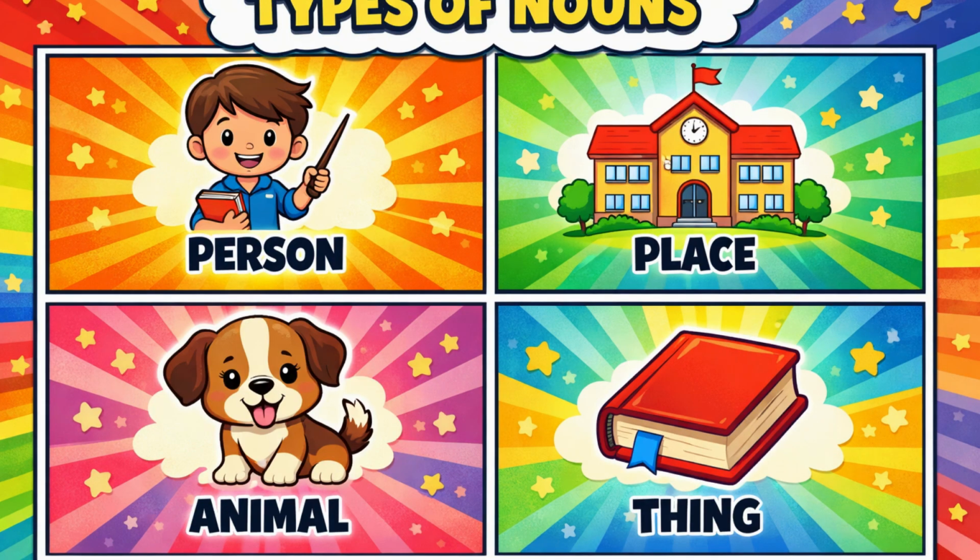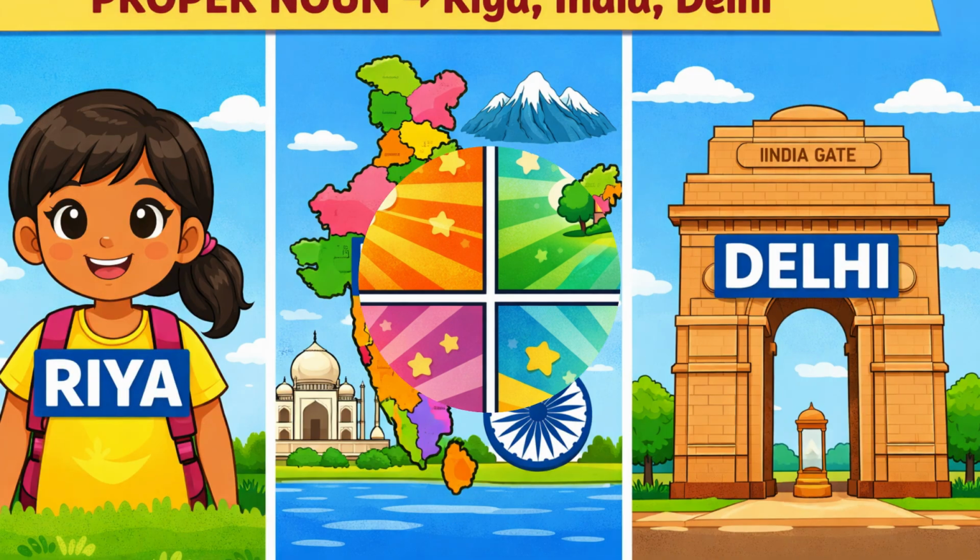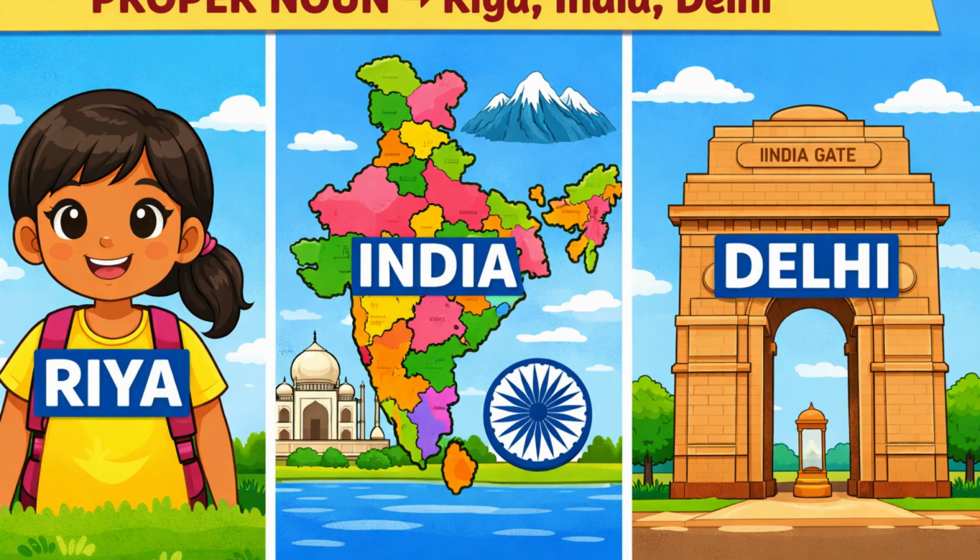A noun is the name of person, place, animal, thing. Great job! Now let's learn about types of nouns. Proper noun. A proper noun is a special name. Examples: Ria, India, Delhi. These names always start with a capital letter.